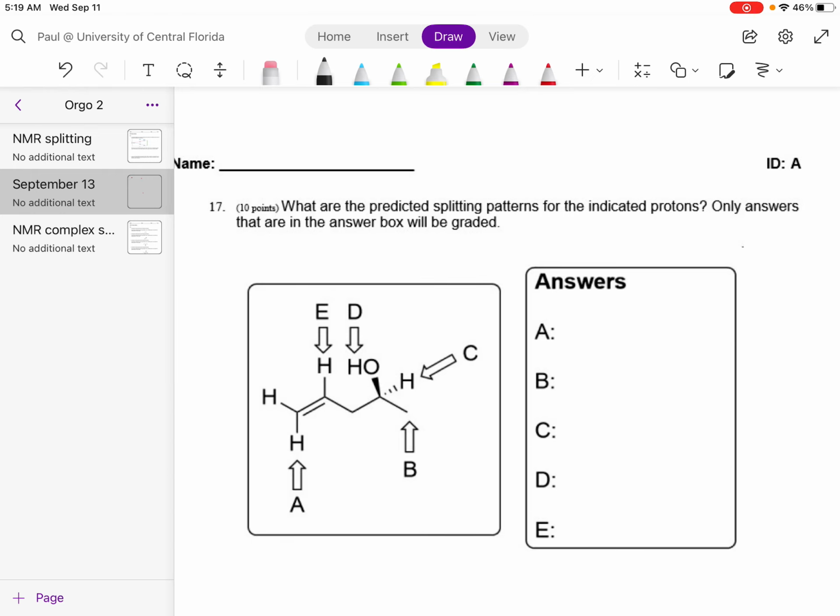17 here. What's the splitting pattern for these guys? Okay, let's start off with the easy one, D. That's just going to be a broad singlet. Let's see, protons B. Its neighbor only has 1 proton, so B has to be a doublet.